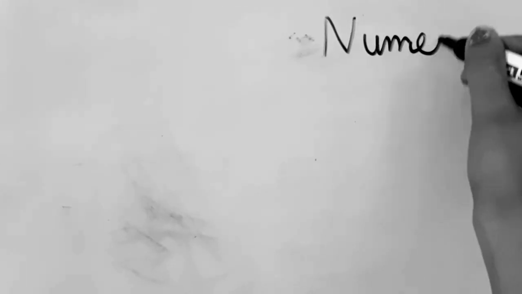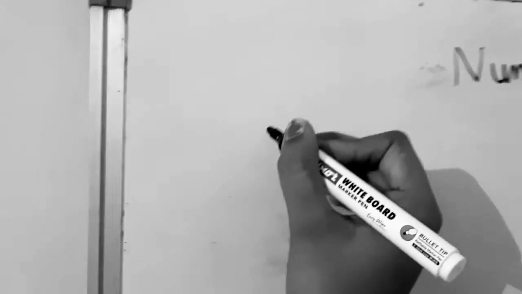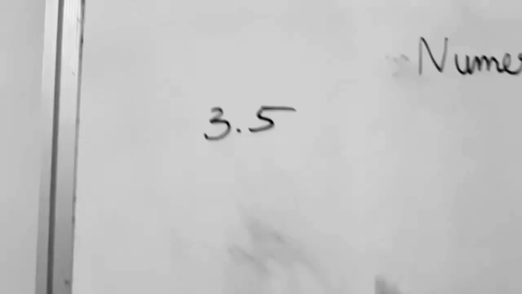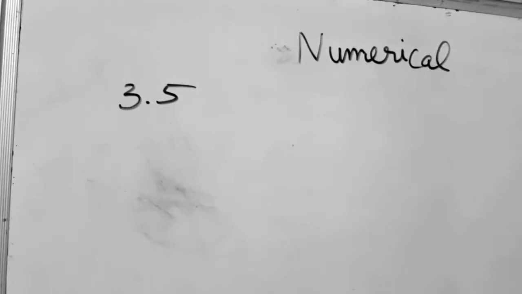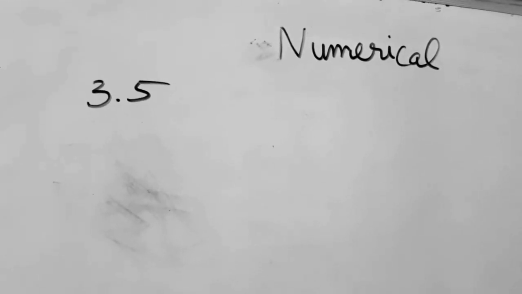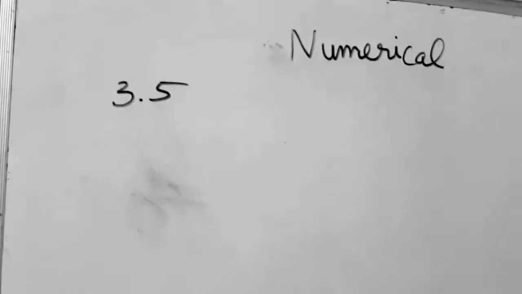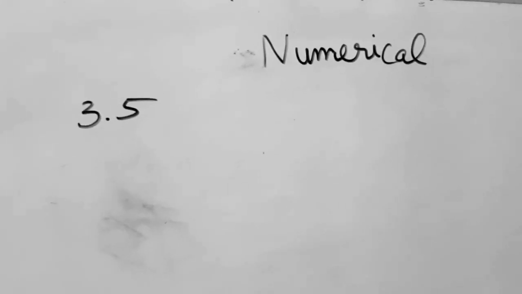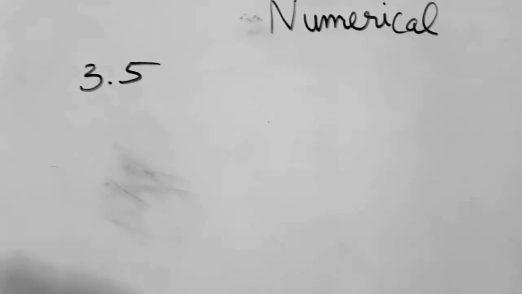Now we are going to solve a numerical. Now this is the numerical 3.5. This is based on relative velocity. Now in this numerical, a jet airplane is traveling at the speed of 500 km per hour. It ejects its products of combustion at the speed of 1500 km per hour relative to the jet plane. We have to find the speed of the latter with respect to the observer.